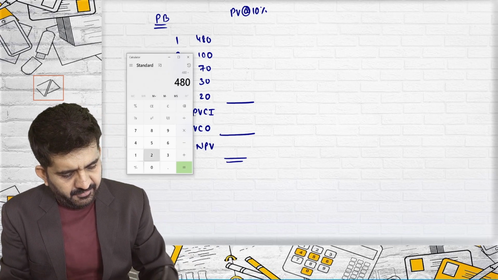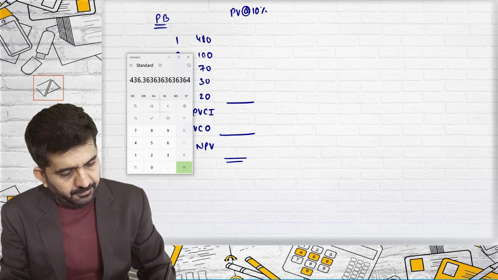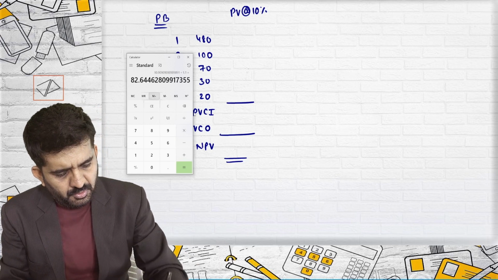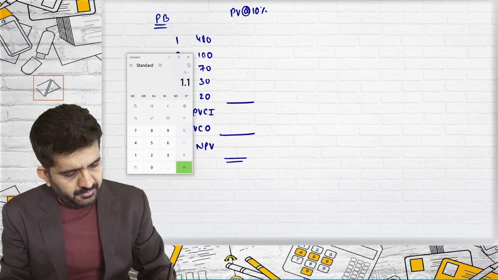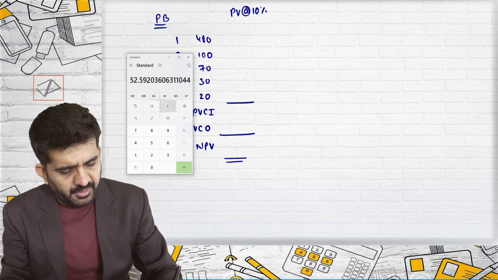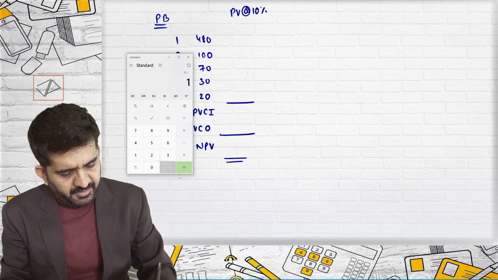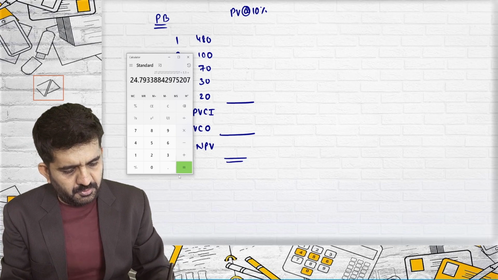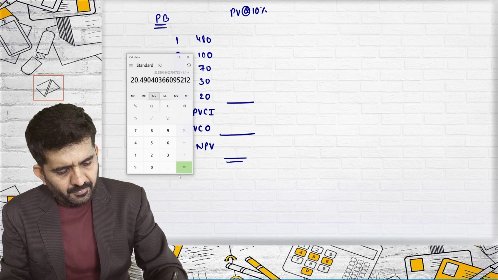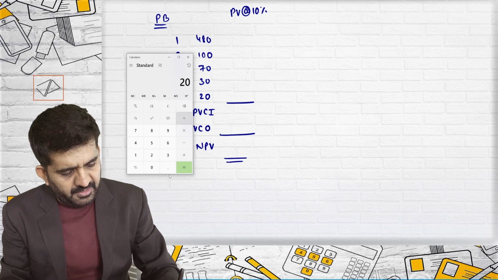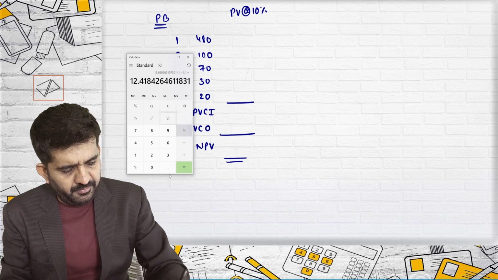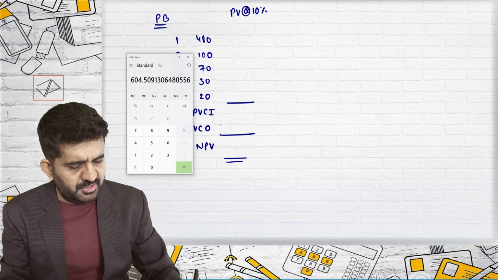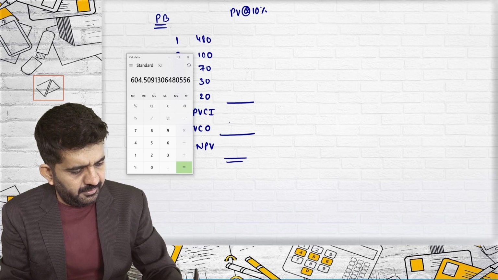So 480 divided by 1.1, M plus. 100 divided by 1.1, M plus. 70 divided by 1.1, M plus. 30 divided by 1.1, M plus. 20 divided by 1.1, M plus, MRC is 604.51.